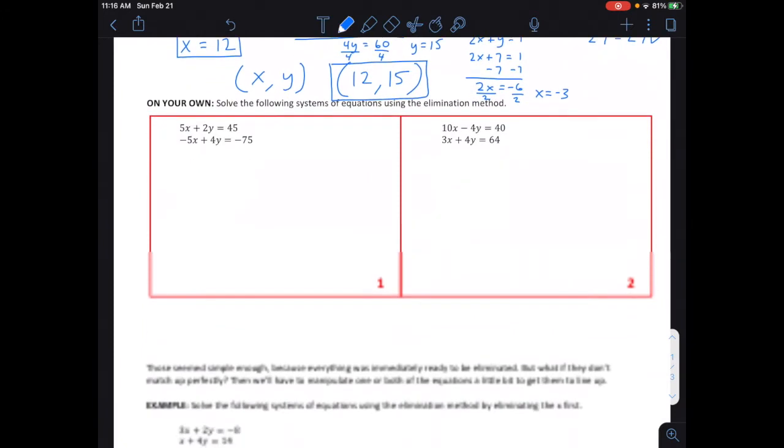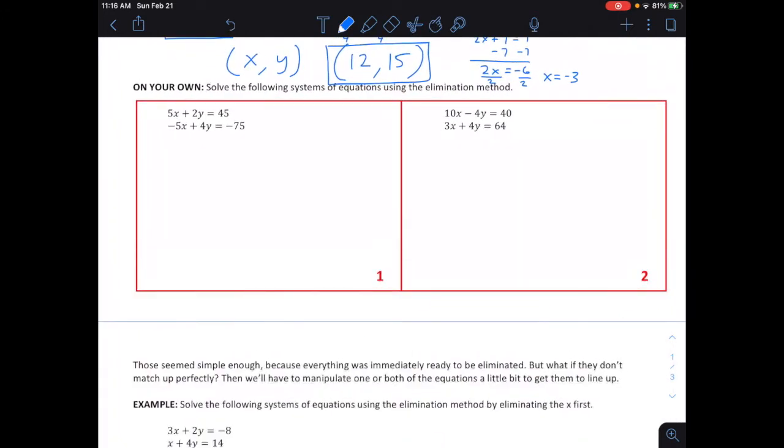Okay, you have 2 to try on your own. And remember, you have to enter these answers in Schoology. Therefore, the 1 and the 2 in the boxes. And when you are done, start the video again, and we'll make it a little bit harder.